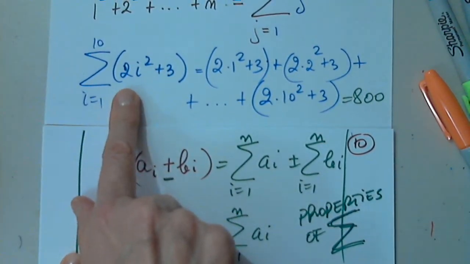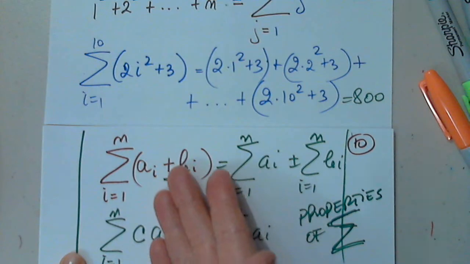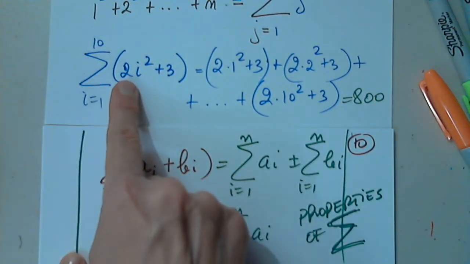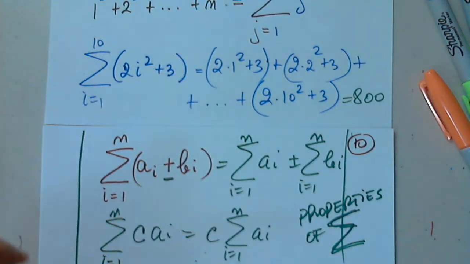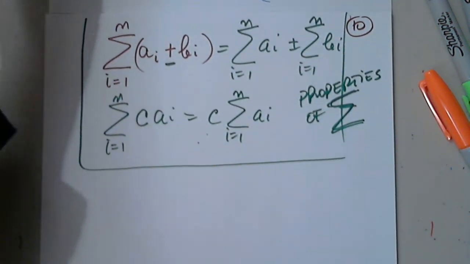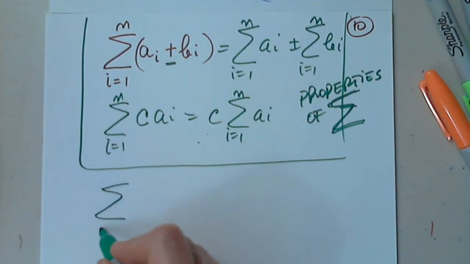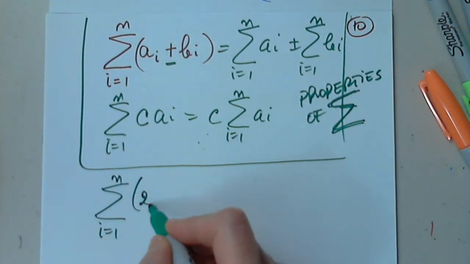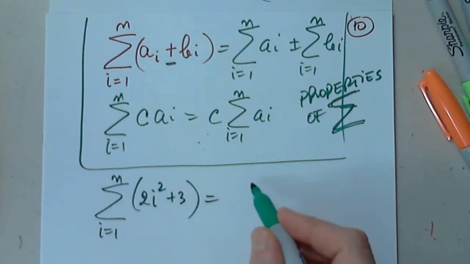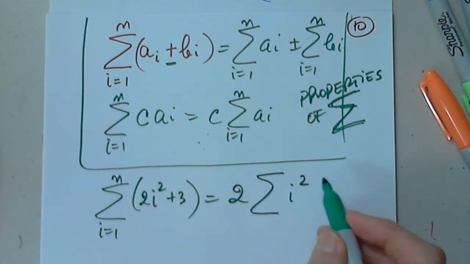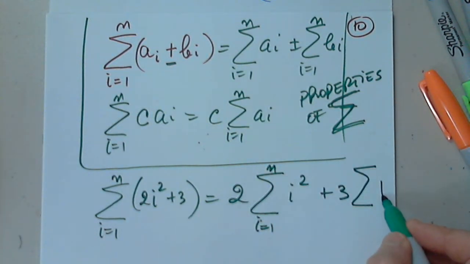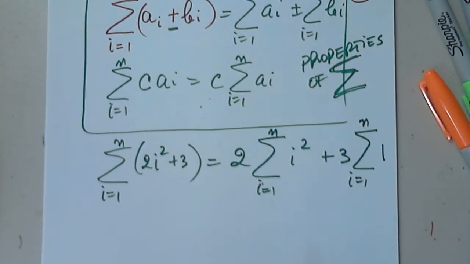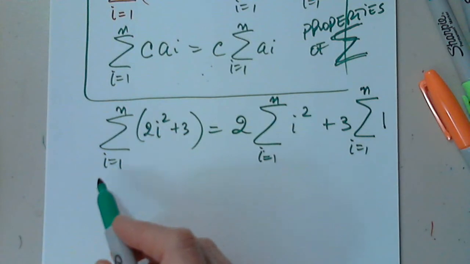So for example, if I want to use these properties, I will have the sum of this with the 2 outside, plus the sum of this. Let me write that as an example here. I could write the sum from i equals 1 through n of 2i squared plus 3 as 2 times the sum of i squared from i equals 1 through n, plus 3 times the sum of 1. And you can say, why do you need that? I'm getting at something very important.